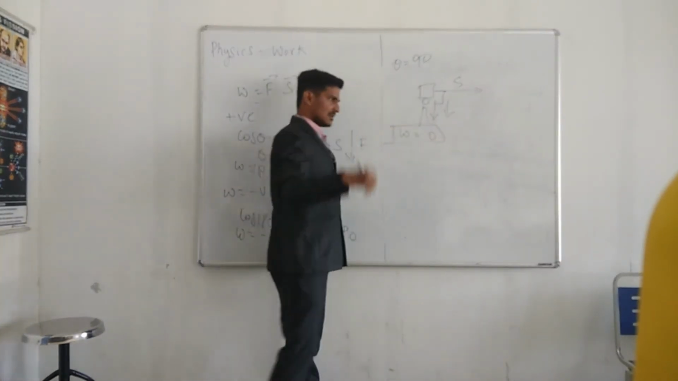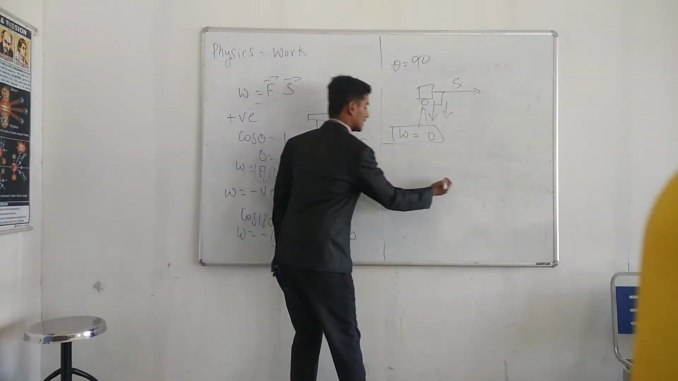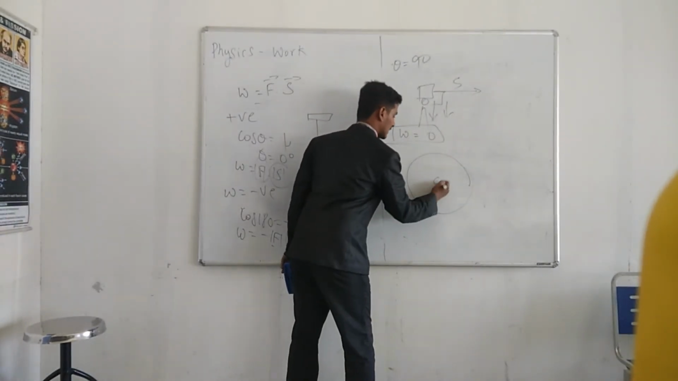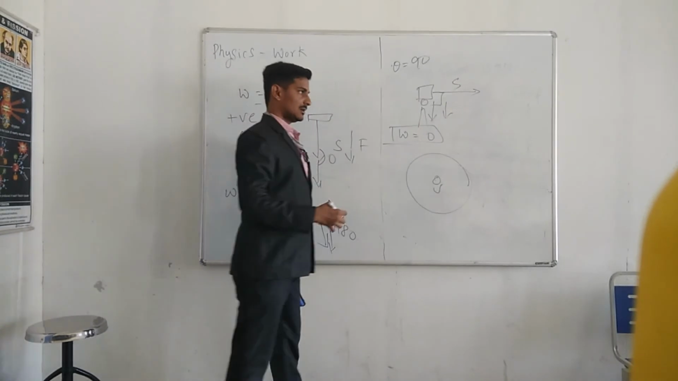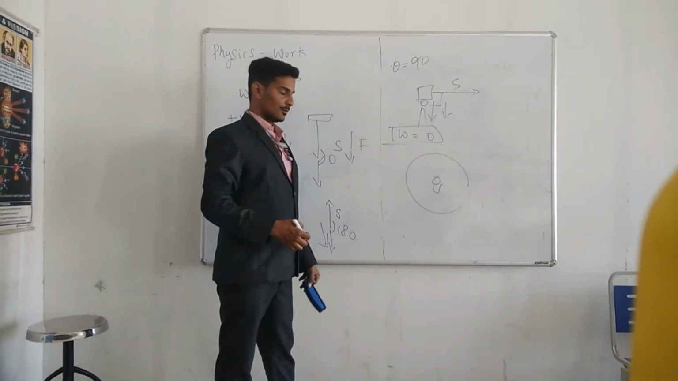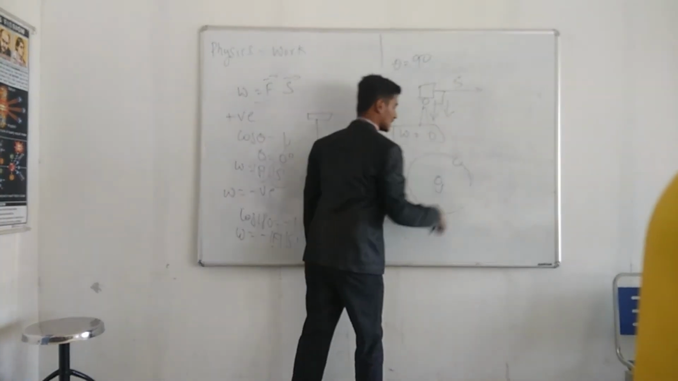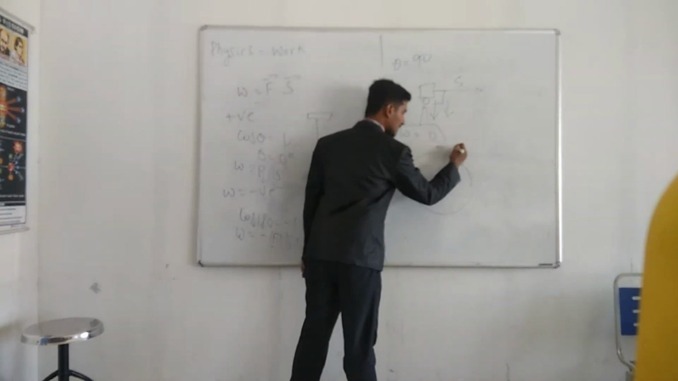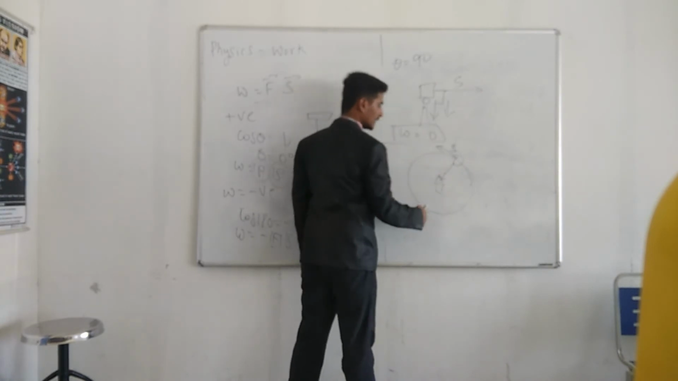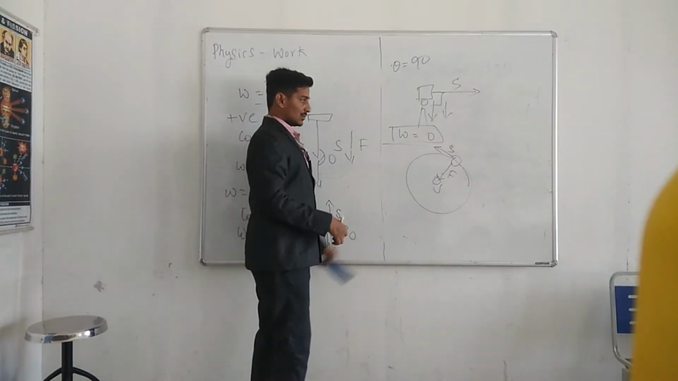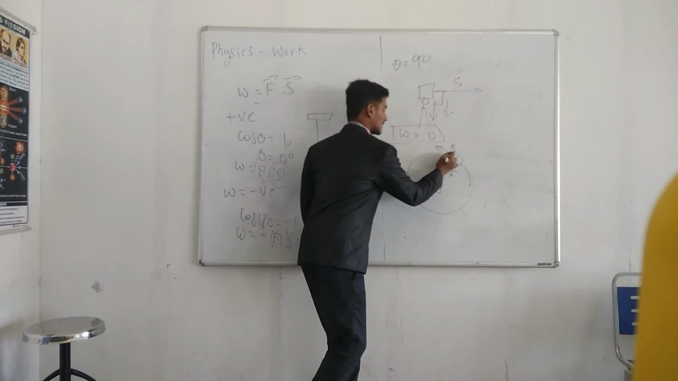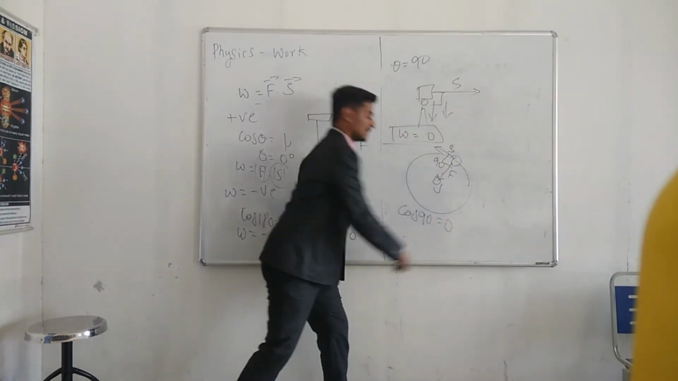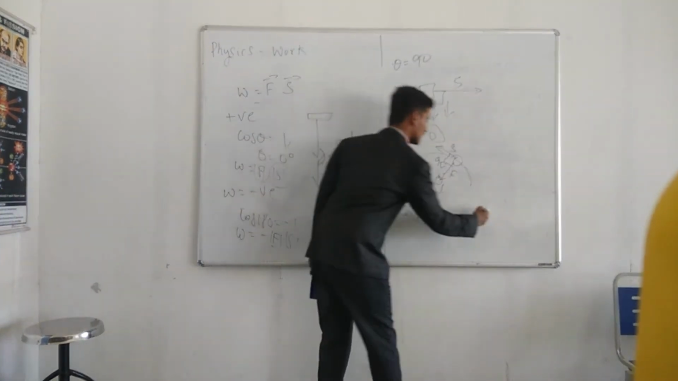Now, we'll stop with one more example, that is the Earth revolving around the Sun. The Sun is at one focus of an ellipse. If the Earth revolves around the Sun, the displacement of the Earth is always tangential, and the gravitational force always acts towards the center. So what is the angle between them? It is 90. So cos 90 is 0, so the work done by this is 0.